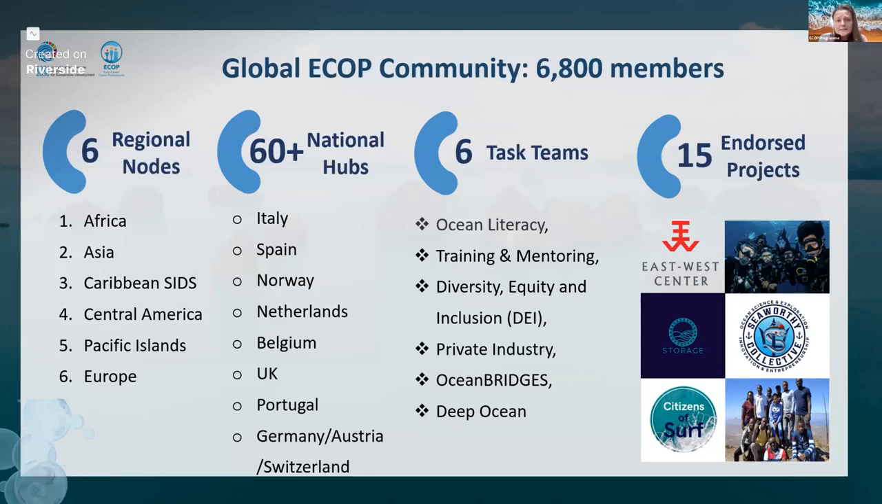Okay, so here are some stats. We have almost 7,000 members, and we have nodes and task teams and endorsed projects. We have 6 regional nodes, including a regional node for Europe, and we have national nodes, national hubs. Basically, this is a community or team of people working in a country or in a region, developing the existence of the ECOP program in that country or region.